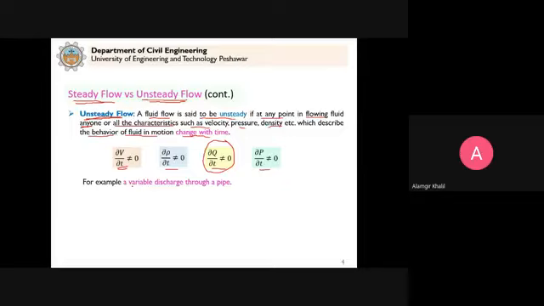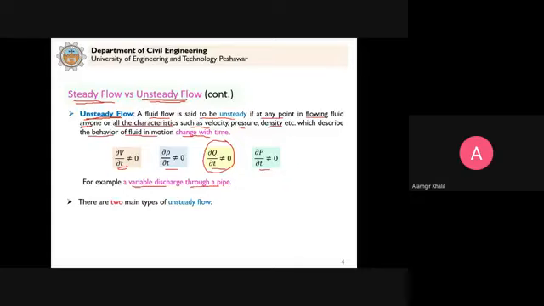Okay, so now the unsteady flow, where the characteristics are changing with respect to time. A simple example can be a variable discharge through a pipe. If, for example, the flow occurs in a pipe, and let's say at 8 a.m. the discharge is 10 cubic meter per second, and then after 1 hour you again calculate the discharge and it is 15 cubic meter per second. After another hour, the discharge becomes 5 cubic meter per second. So the discharge is changing with respect to time. That is an example of an unsteady flow problem.